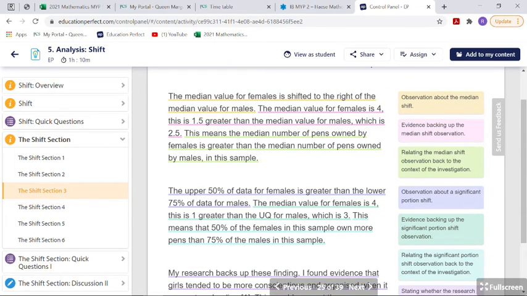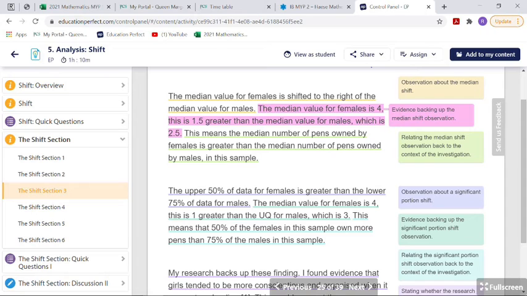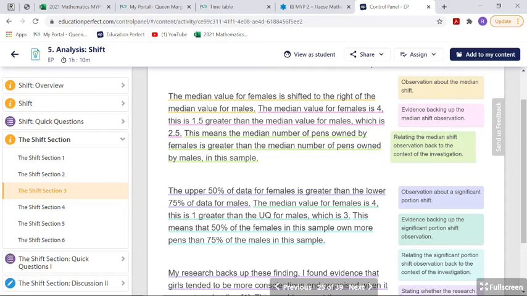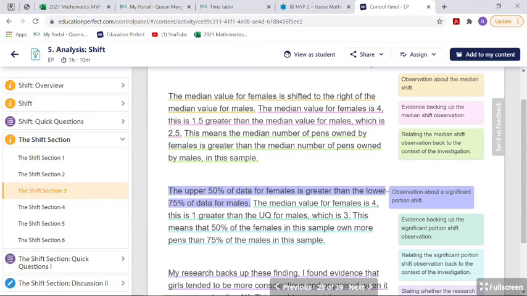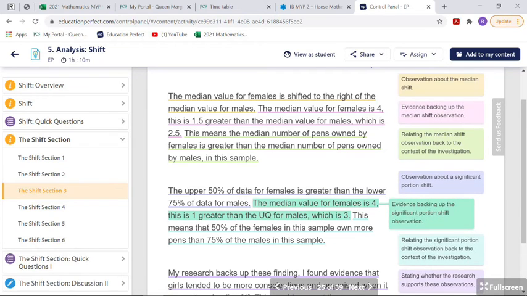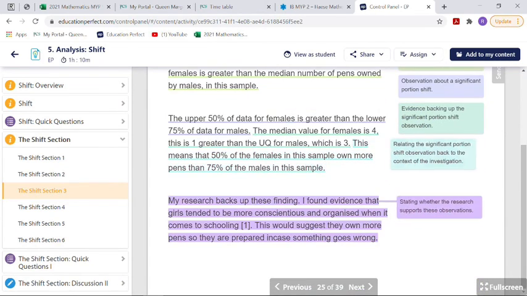So look at how you might write this in your paper. The median value for females is shifted to the right of the median values, and then you give the numbers, and then you tell what that means. Right? So here it is written in the paper. The upper 50% for females is above the lower 75% for males. Then you compare those things with numbers and say what that means, and then you refer back to your research. So there's always that in these little written examples. Okay?